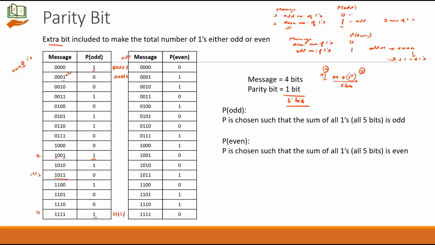Now let's take the first one. 4 zeros is already even, so we are placing a 0 bit here. Let's take 4 ones. It is already even here, so we are placing a 0 bit here. What about 3 ones here? You are placing a 1 bit to make it even. It will be 0 1 1 1 and the fourth one is the parity bit.